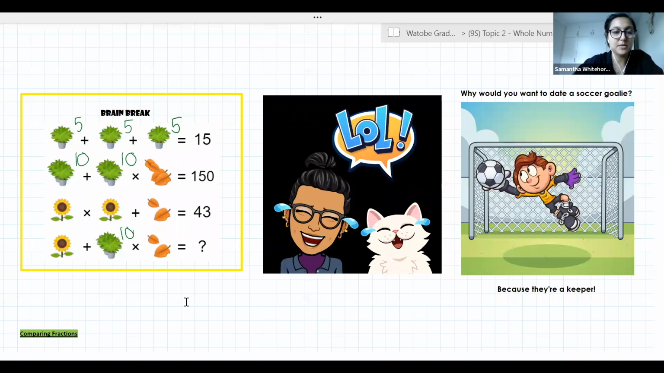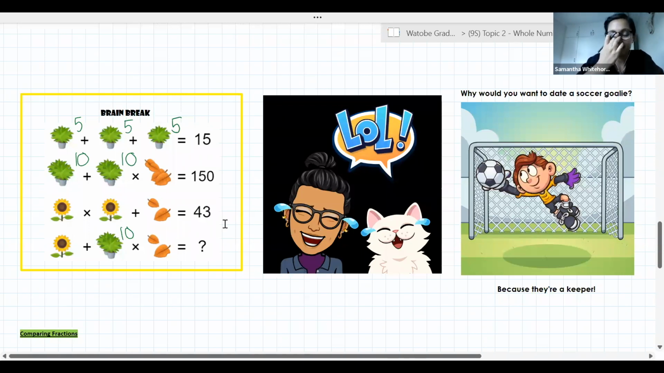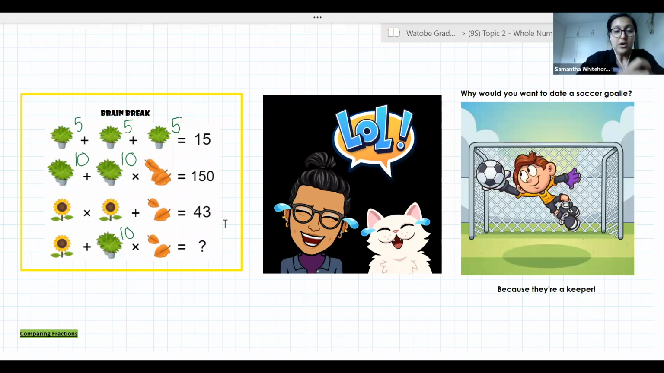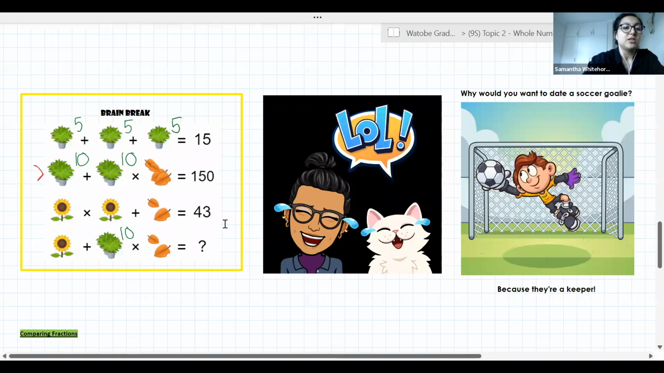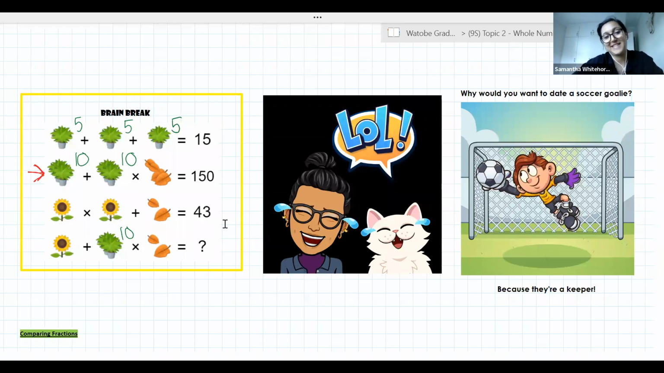Pamela, do you want to help us with another one? Yes, I would, ma'am. The second one is 50 plus 50 times 2. It will give us 150. So remember, we've just worked out that the 2 plants are each worth 10. And remember, guys, we want to do multiplication first.